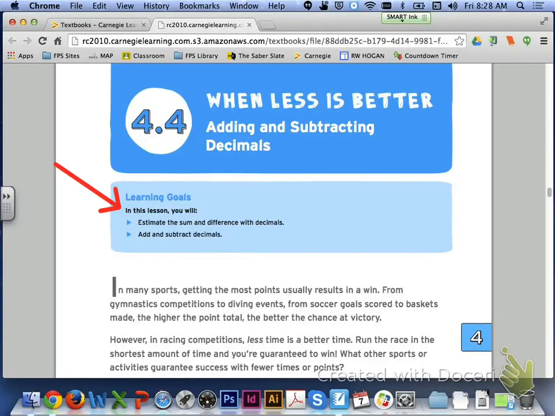Hi class, in lesson 4.4 we will be adding and subtracting with decimals. Learning targets for today: we will be estimating the sums and differences in decimals, and we will also be adding and subtracting with decimals.